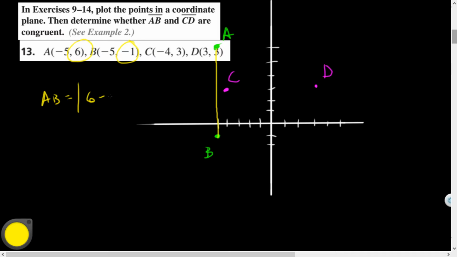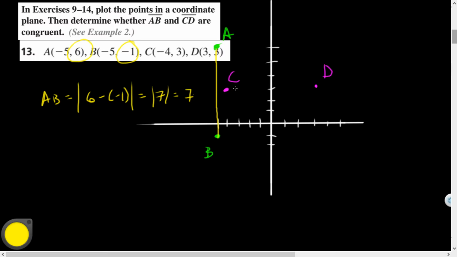So absolute value of 6 minus -1. So 6 minus -1 is 6 plus 1 is 7. Absolute value of 7 is 7. All right, so that's a number. Notice my use of equal signs.